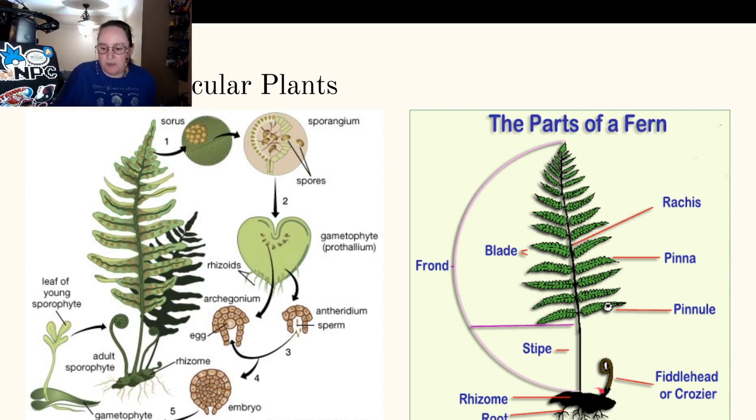And when it comes up as a baby, it's called a fiddlehead because it's rounded out, or it's called a crow's ear. I know them as fiddleheads, and actually you can eat fiddleheads. Ferns are pretty yummy in the spring. You can cut down a lot of fiddleheads and sauté them up and eat them.